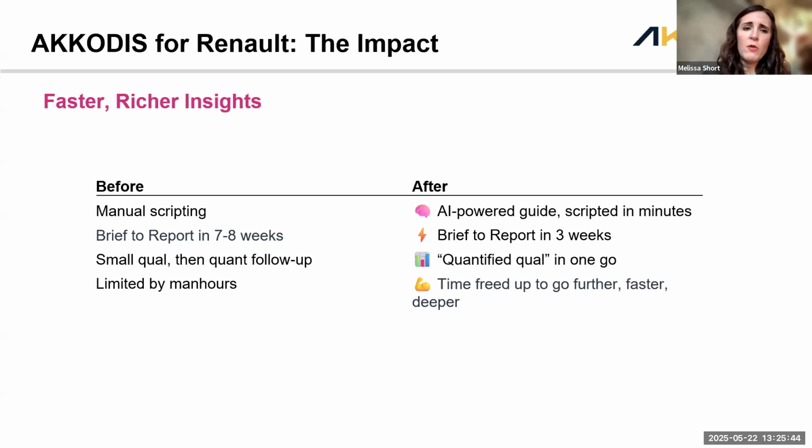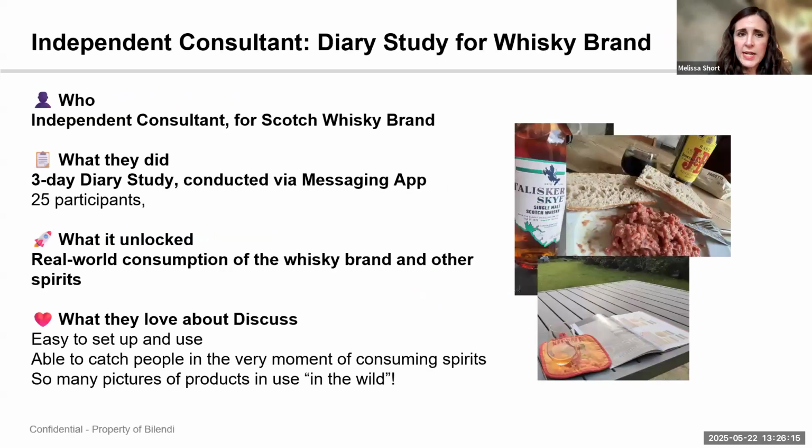Before, she actually would not have run this study. She would not have had the bandwidth to run this study. If she had, it would have been small, traditional qual followed by the quant follow-up in order to have reliable findings. Here she was able to do this all in one go. As a single individual with very limited bandwidth, she really accomplished a lot in this study. Limited man hours before, and here she was freed up to really dig deeper. So that was this first study.